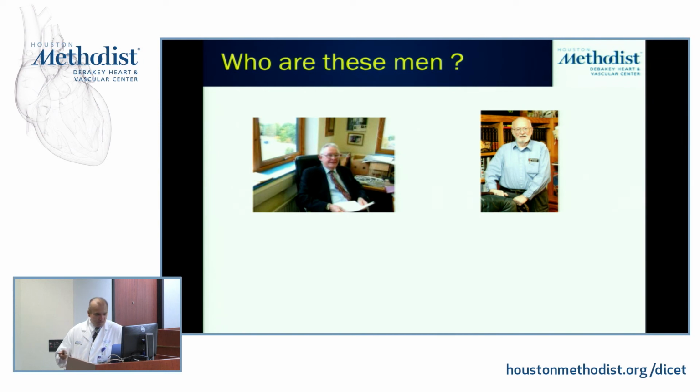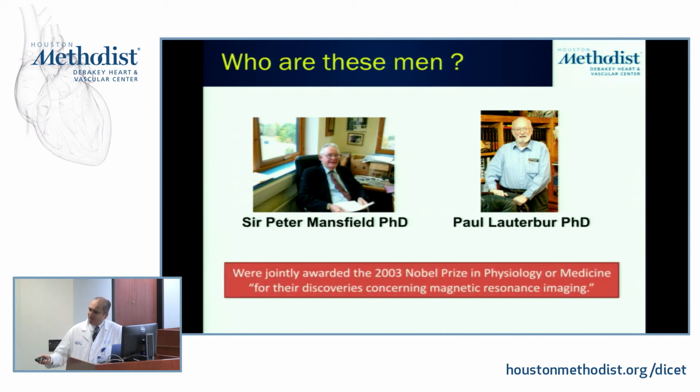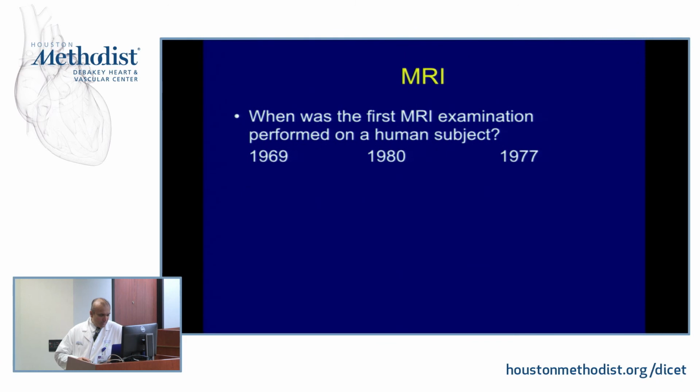These are kind of the founders of the field of MRI: Peter Mansfield on the left-hand side and Paul Lauterbur on the right-hand side. These are both PhDs, and they in fact won the Nobel Prize in Physiology and Medicine in 2003 for their discoveries concerning magnetic resonance imaging. Most of their discoveries were made in the 1970s, so it gives you an idea of how the field has evolved over these years.